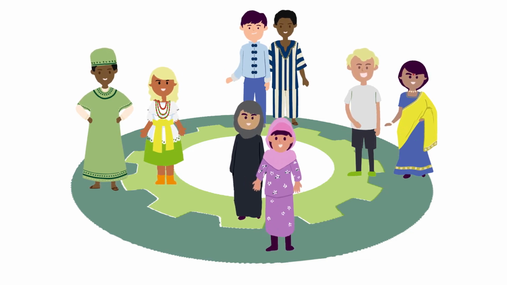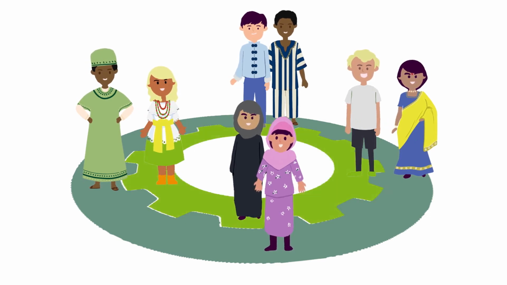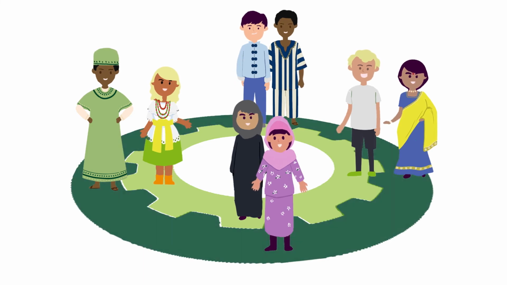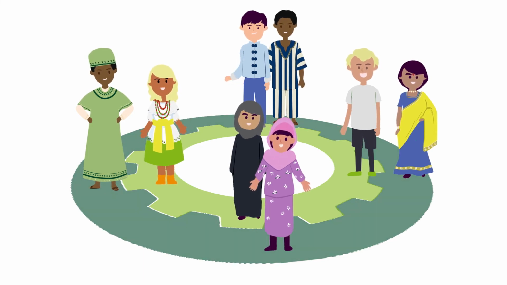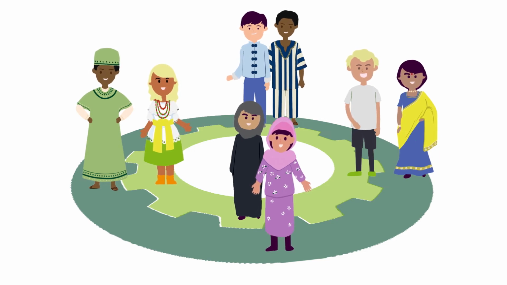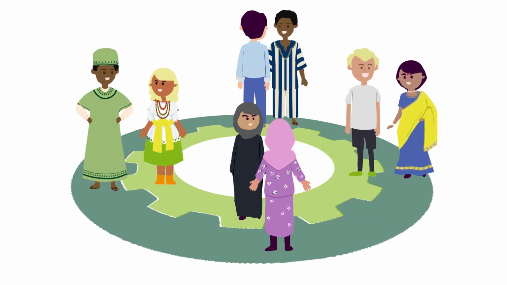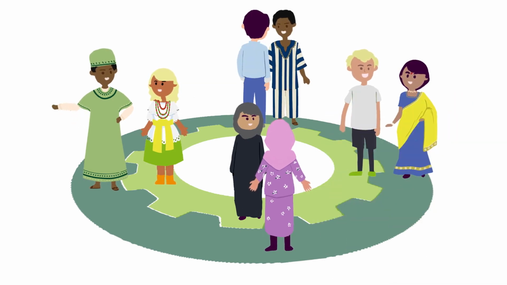For this method, 2 circles with the same number of participants are formed. One circle is in the middle, the other one on the outside, with the participants of the outer circle facing the participants of the inner circle. Now a question or a series of questions is raised by the moderator, and the panelists start discussing this question with the person they are currently facing.